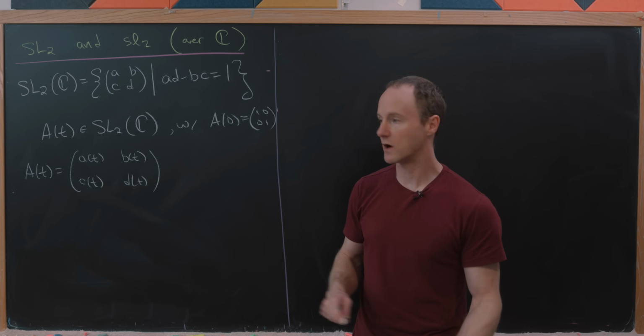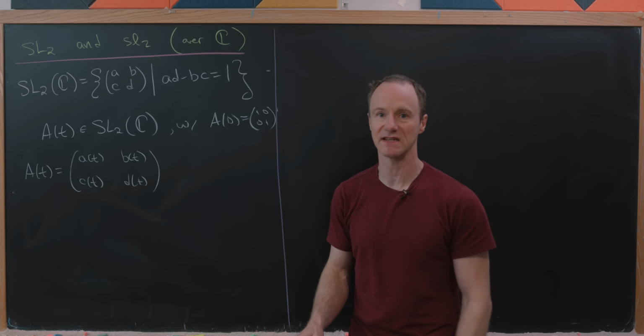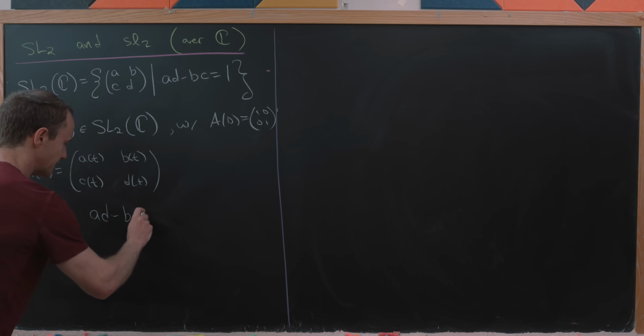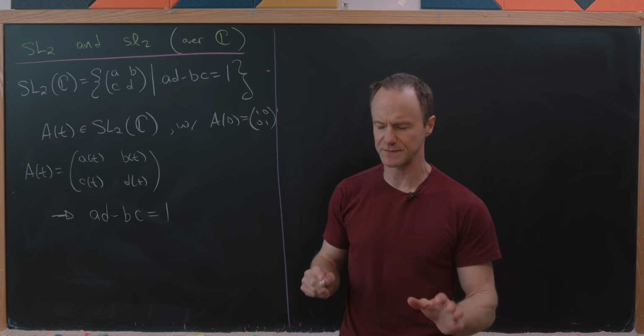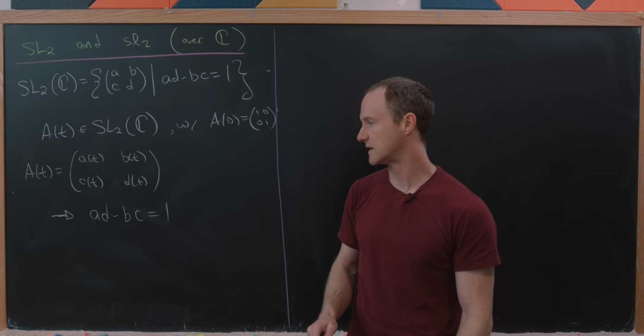But now, what do we know? We know the determinant of this A of t is always equal to 1 because it's in SL2C. So that means we have the following. We have AD minus BC must be equal to 1. And I'm going to append the of t just because it'll get kind of messy, but each of these is a function of t.